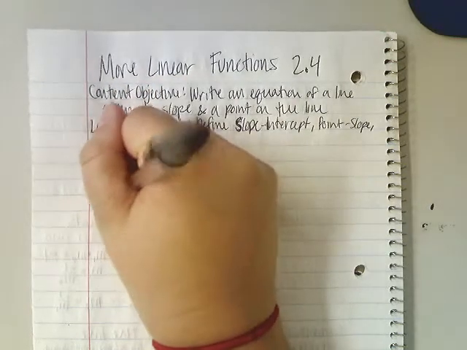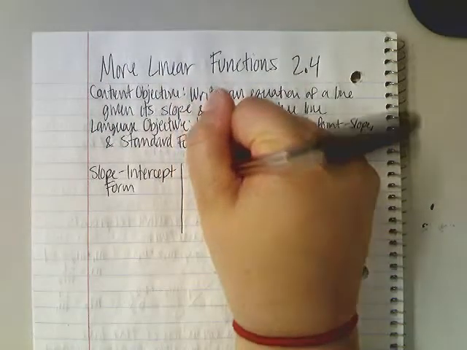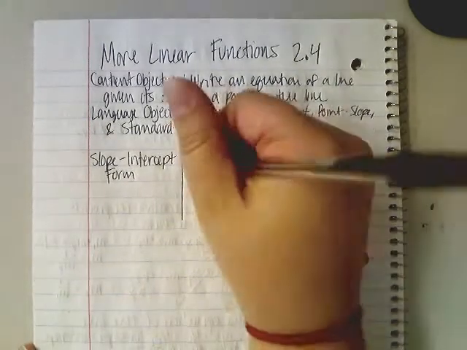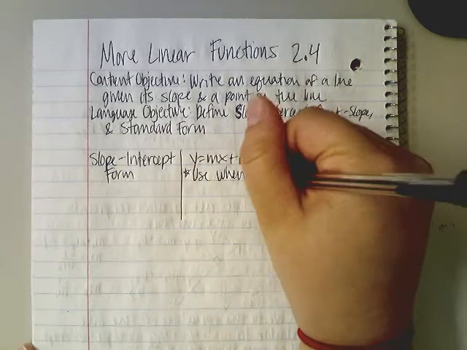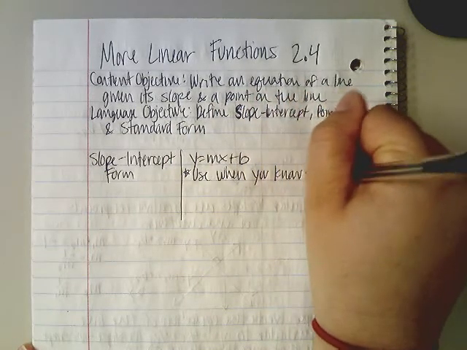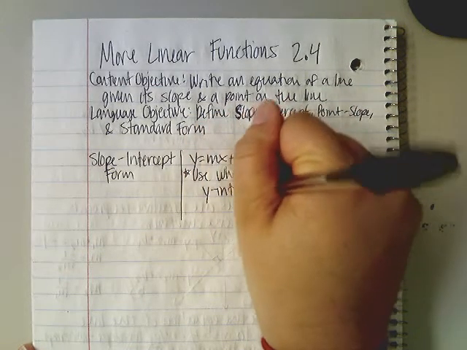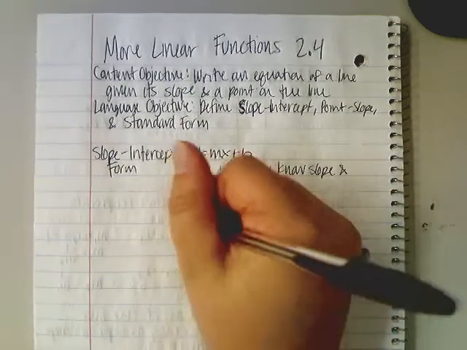Starting with slope-intercept form, which we know is y equals mx plus b. And this is going to be most useful to use when we know the slope and the y-intercept.